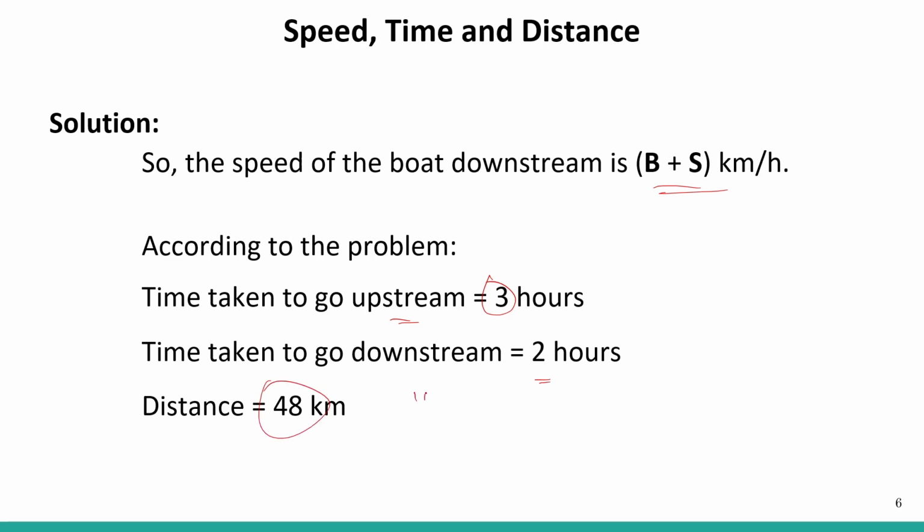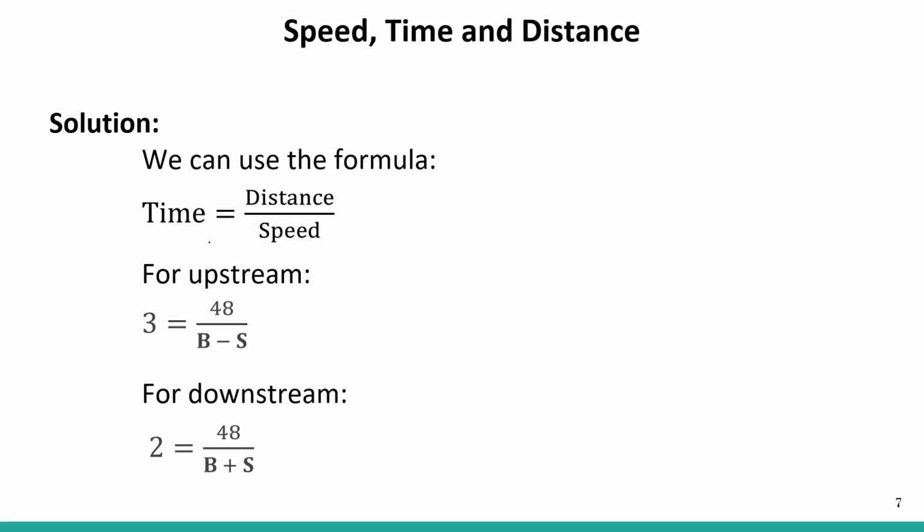So speed will be what? 16 and 24 respectively for upstream and for downstream. Okay, so time is equal to distance by speed. So this implies that 3 is equal to 48 by B minus S. So B minus S is equal to what? So B minus S is equal to 16. And here, for downstream, what will happen? 2 is equal to 48 by B plus S. So this implies that B plus S is equal to 48 by 2 is equal to 24.